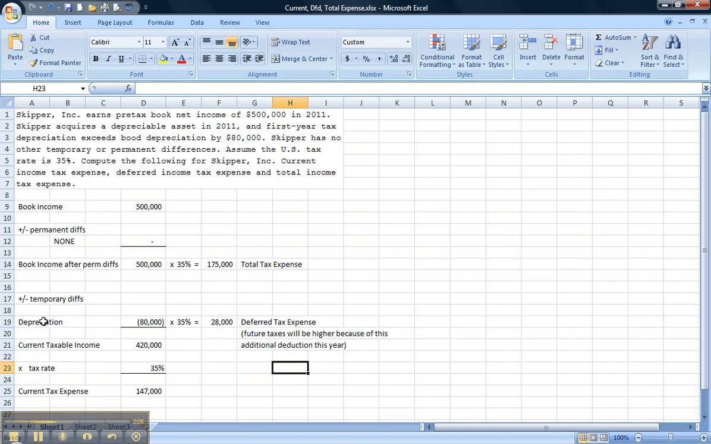In this case, we have depreciation where we have tax in excess of book depreciation by 80,000. Well, book depreciation is already buried in this book income number. This is profit on the income statement. So book depreciation expense is already there. We have to deduct an additional 80,000 in this scenario. That takes us to our current year taxable income of 420 times the tax rate. We expect to pay 147 on our tax return this year, our federal tax return.